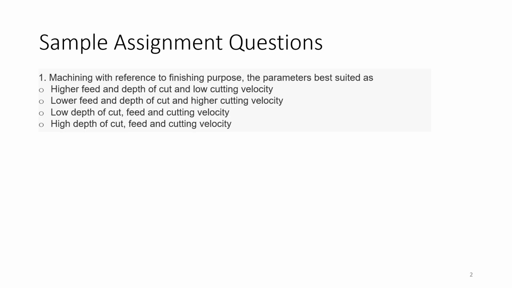I'll go through the questions once again. In the first question, your question was: machining with reference to finishing purpose, the parameters best suited are. Your options are: high feed and depth of cut and low cutting velocity; lower feed and depth of cut and low cutting velocity and higher cutting velocity; low depth of cut, feed and cutting velocity; and high depth of cut, feed and cutting velocity. So the answer will be the second one.